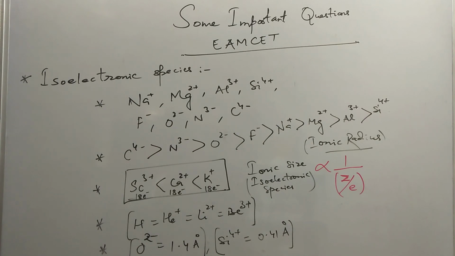Now in one of the questions of EAMCET, O2 minus has been given as 1.4 angstrom and they were asking what is the probable radius of Si4 plus. As you know very well, both are isoelectronic with 10 electrons. So what you need to do here: O2 minus will be larger in size because it has a negative charge, so its radius will be more, and Si4 plus will be quite a bit smaller, so it will always be less than 1.4 angstrom. So you have to choose the answer which is below 1.4 angstrom. So the answer here is 0.41 angstrom.